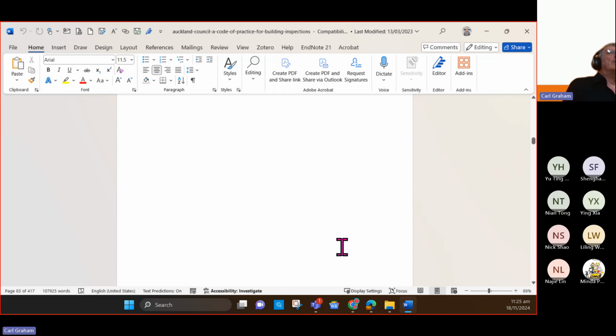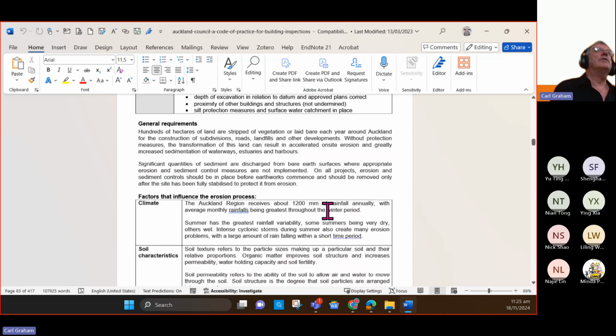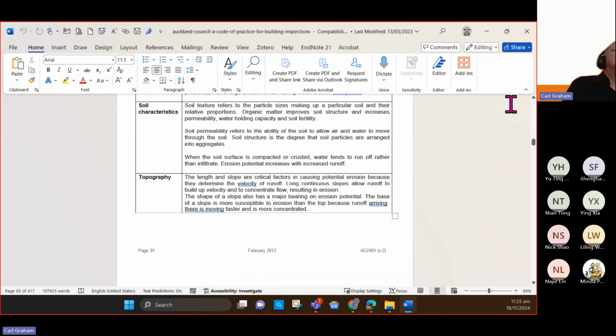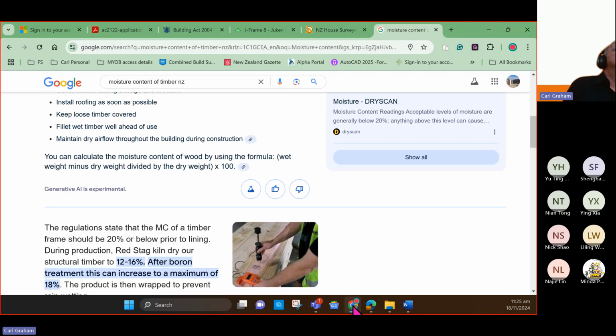So I'm going to go now to, so that goes all the way through. So what are we up to? Page 89, but there's 400 pages. So there's plenty of information in there for you to read and look at if you want. But I would like to go back to here.